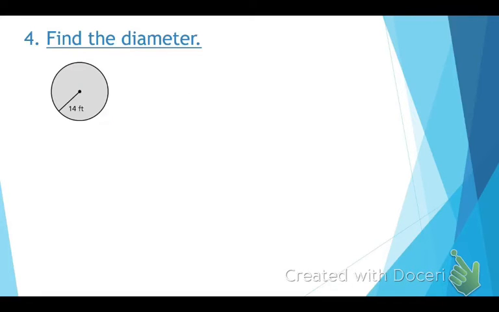Okay, guys, did I give you the radius or the diameter? The radius. I gave you the radius, so you need to find the diameter. How do you find diameter? You multiply the radius by 2, or you double it. So the correct answer would be 28 feet.